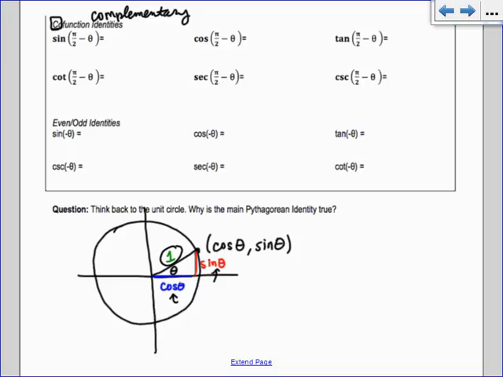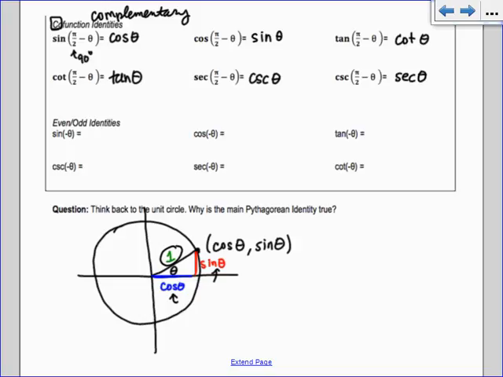So when you see sine of pi over 2 minus theta, pi over 2 is really 90 degrees, right? That is the same as cosine of theta. Okay, and likewise, cosine of pi over 2 minus theta is really the same as sine of theta. Tangent goes with cotangent, it's cofunction, so this is going to be cotangent of theta, tangent of theta, secant is cosecant, and cosecant is secant.